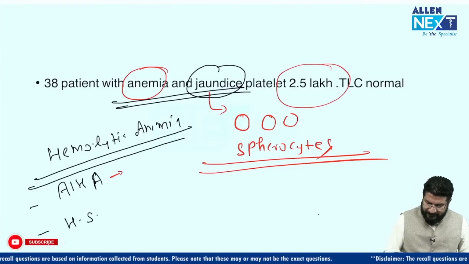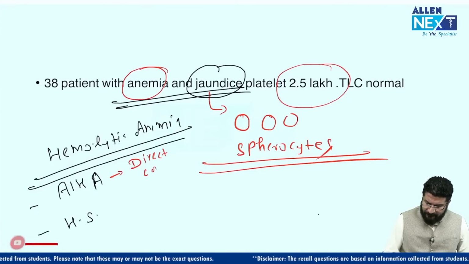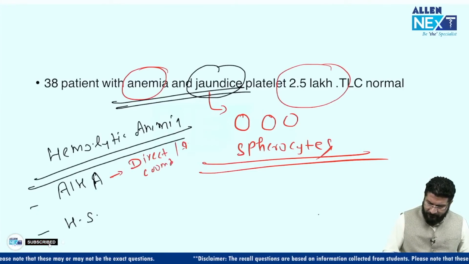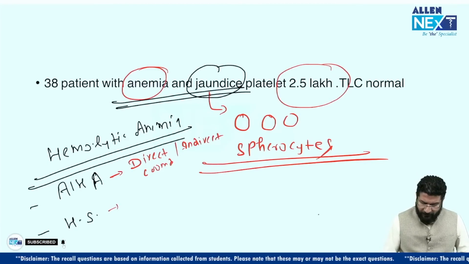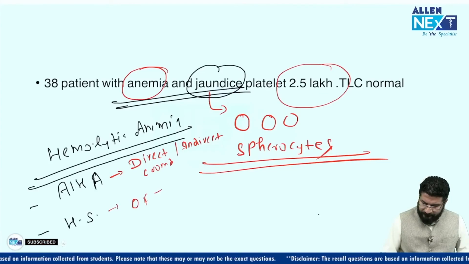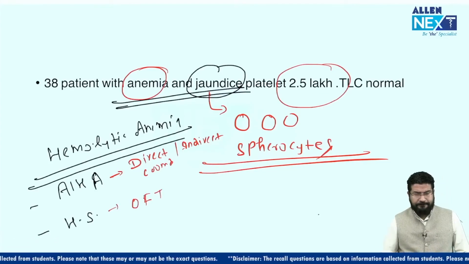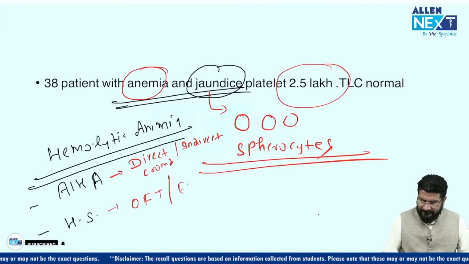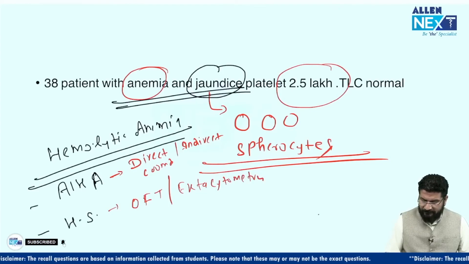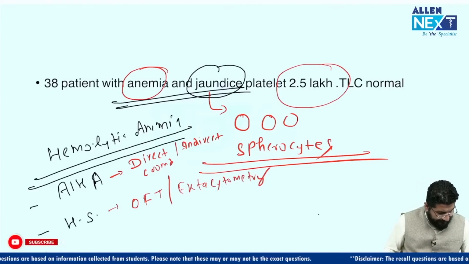If the option is given, direct Coombs test, so the next investigation I think was asked. Direct Coombs test is what we can do for AIHA. But if it is a question of hereditary spherocytosis, and some students are mentioning it was not in the options, then the answer will be osmotic fragility test. We can do osmotic fragility, and nowadays we have different tests like flow cytometry. You have to give me the options so I can give you the correct answer. But this was the question that came in the exam.